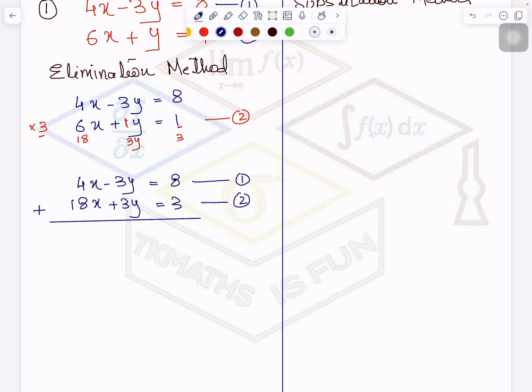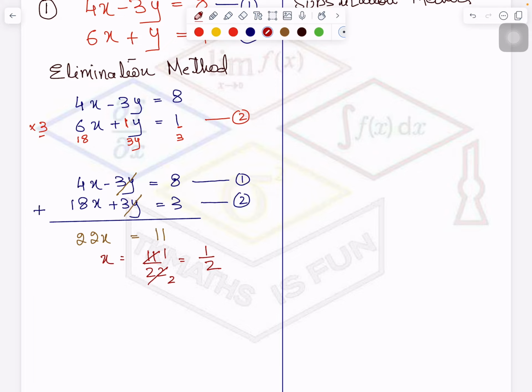So what will happen? The minus 3y and plus 3y will cancel out. And 4x plus 18x will become 22x. And 8 and 3 is 11. So now x equals 11 divided by 22, which is 11 times 1 is 11, 11 times 2 is 22. So I got the value of x, which is half.